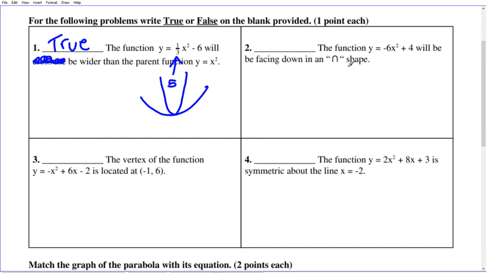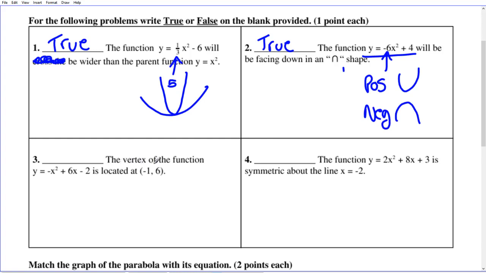Number 2, the function y equals that will be facing down in an N shape. That is also true. And again, this comes down to that a value. If my a value is positive, then it's facing up like a U. If the a value is negative, it's facing down like an N. So this is also true.